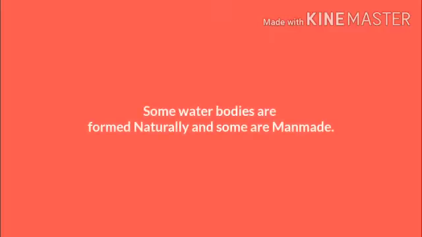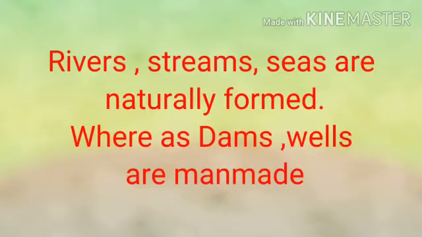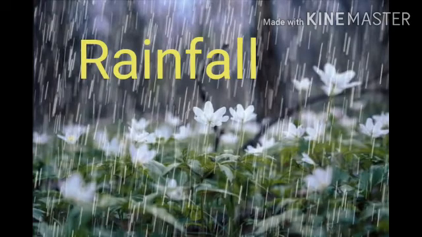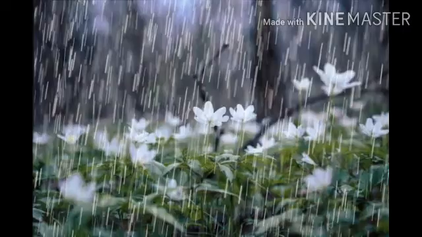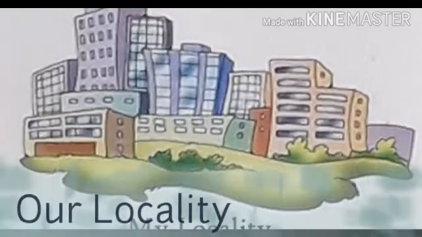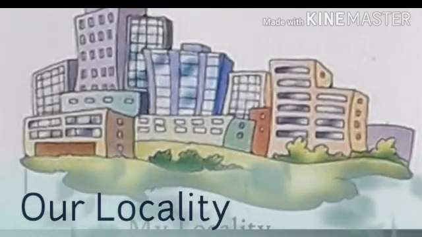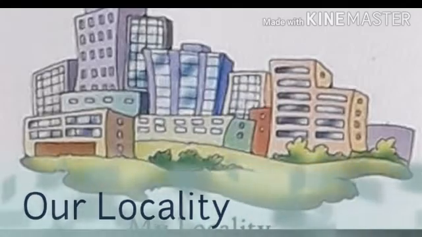Some water bodies are formed naturally and some are man-made. Rivers, streams, seas are naturally formed, whereas dams and wells are man-made. If rainfall decreases, the water stored in these places also decreases. You can see such water sources in your locality, taluka or district.